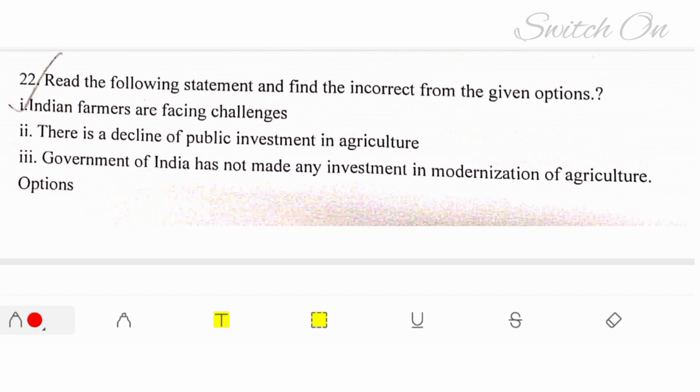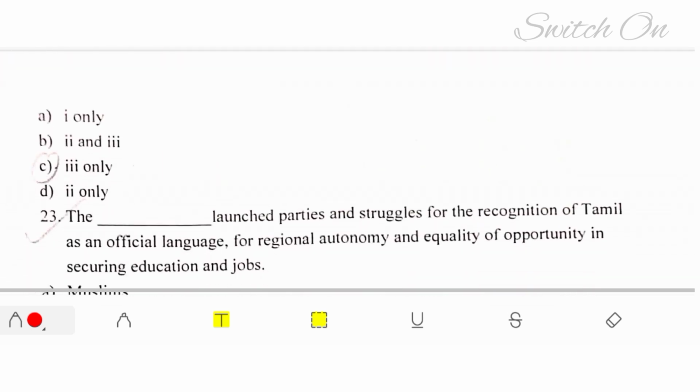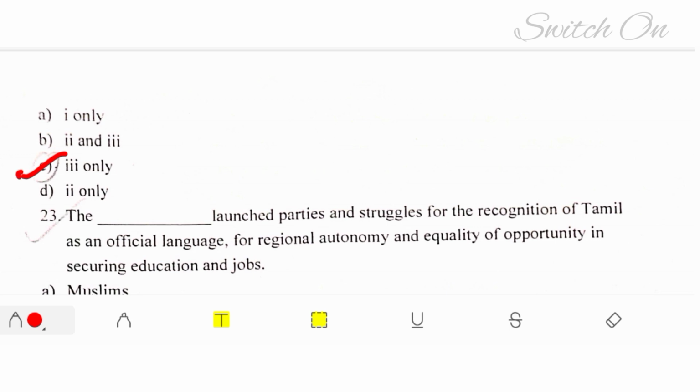Question number 22. Read the following statement and find the incorrect from the given options. Indian farmers are facing challenges. It is true. There is a decline of public investment in agriculture is also true. Government of India has not made any investment in modernization of agriculture. So option 3 is false because our government has made investment in the modernization of agriculture. They have told us to choose the incorrect one. So the incorrect option is option number 3. So while seeing the options, we have to choose 3 only is incorrect.